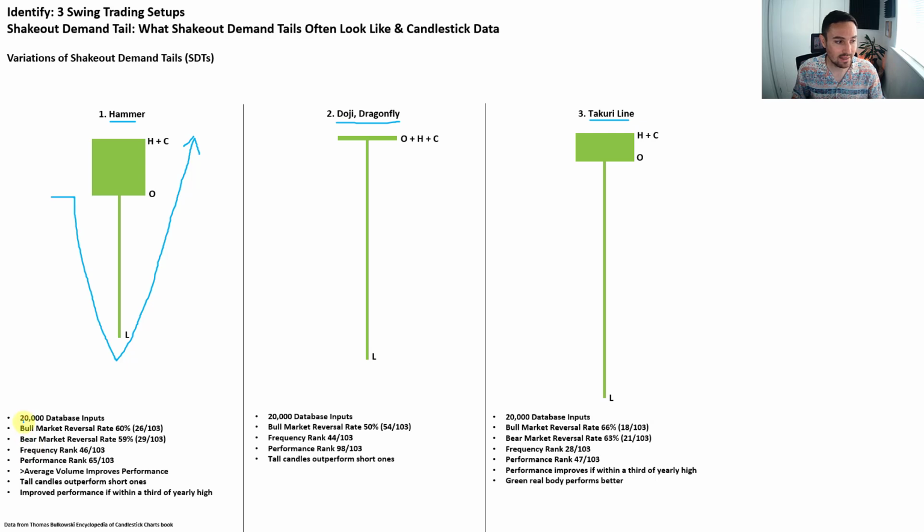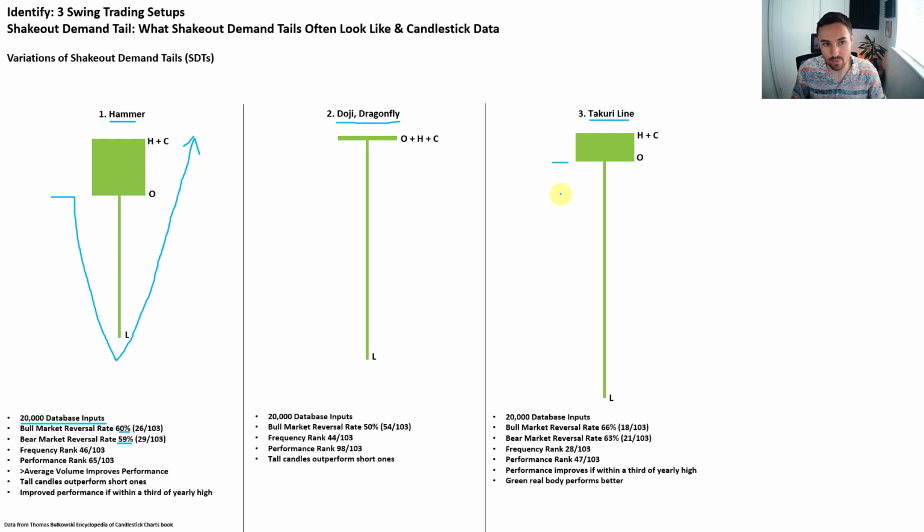And then we have 20,000 database inputs, which is where Thomas Bulkowski did the cutoff for them. The bull market reversal rate is 60%, the bear market reversal rate 59%. We can see the frequency rank, the performance rank, a little bit more extra detail. We can see with a Takuri line as well, which is basically longer than a hammer candlestick.